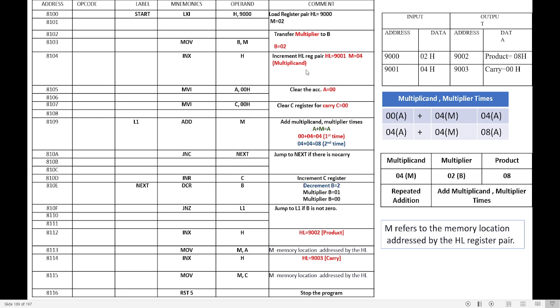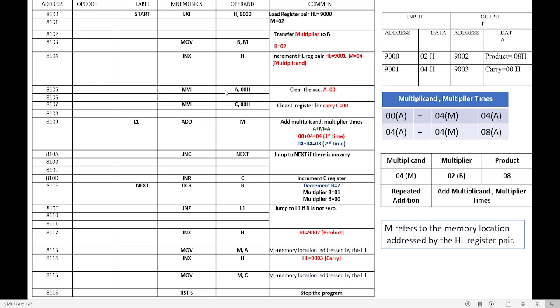Now what do I need to do? I need to perform multiplication. To perform multiplication, I need to do repeated addition. First I am going to add 0 with 4, then 4 with 4. First I need to add 0 with 4.